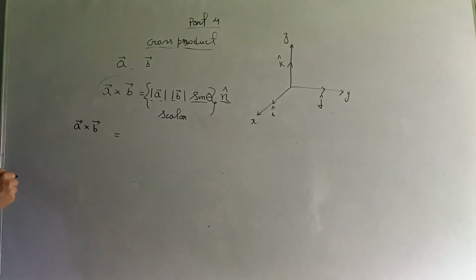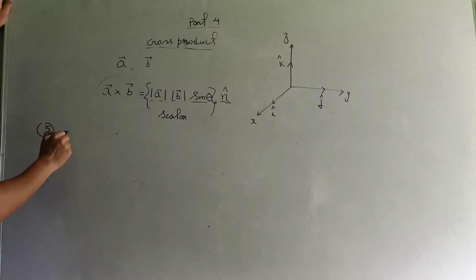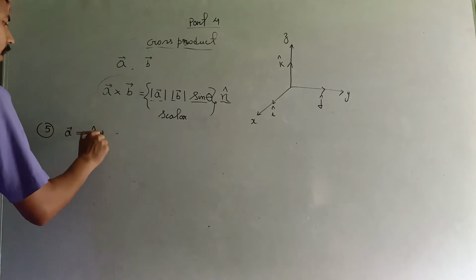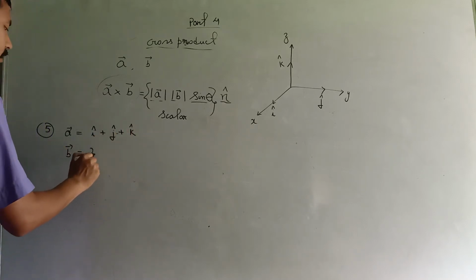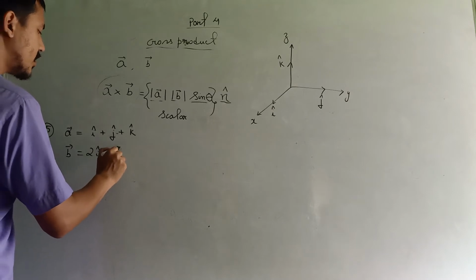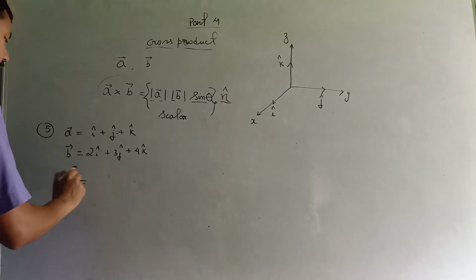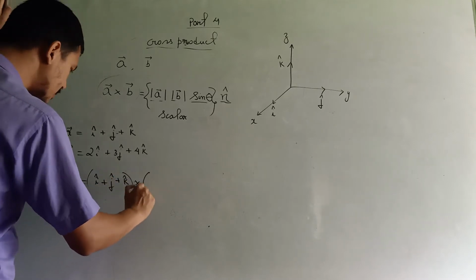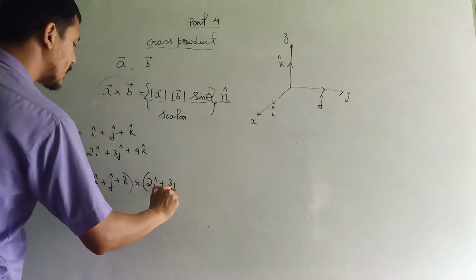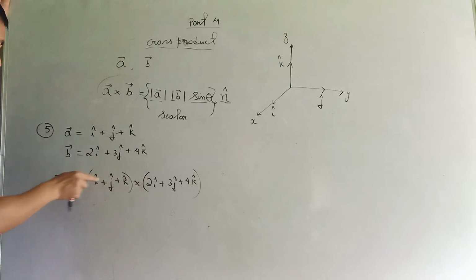Is it okay? Suppose, this is number 5, your A is the vector i plus j plus k, and your B is another vector 2i plus 3j plus 4k. You want to evaluate A cross B. Then what do you need to do? A means i cap plus j cap plus k cap, cross 2i cap plus 3j cap plus 4k cap. Is it okay? Scalars don't follow the cross product.